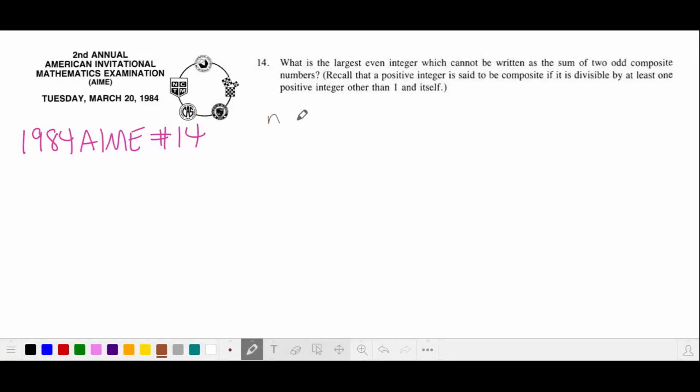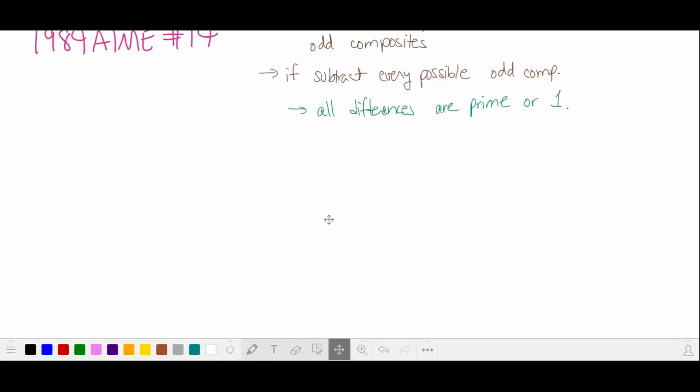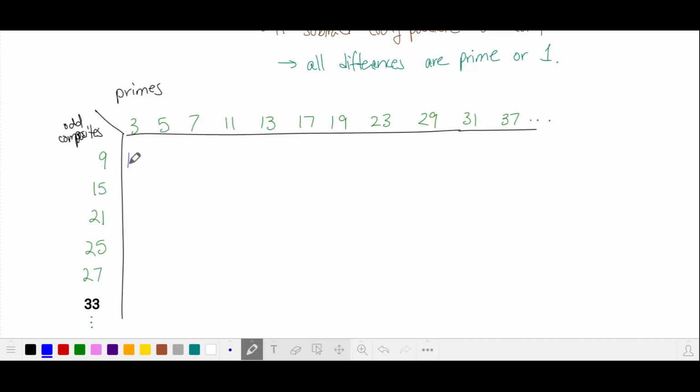If a number n cannot be expressed as the sum of two odd composites, then if we subtract every possible odd composite, all of those differences will be either prime or 1. So let's make a table of the sum of odd composites and primes. Here are our smallest odd composites. We'll put in the sums here in the middle.